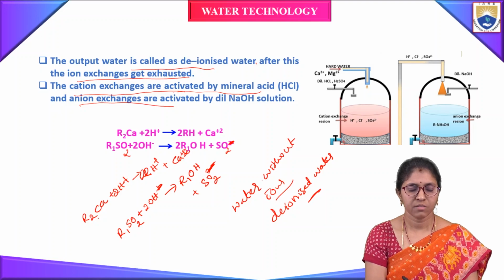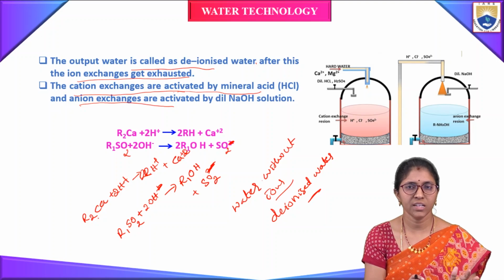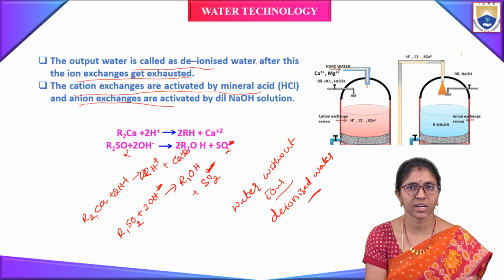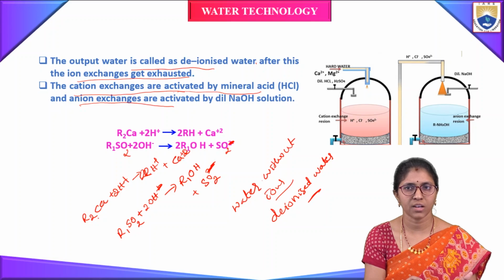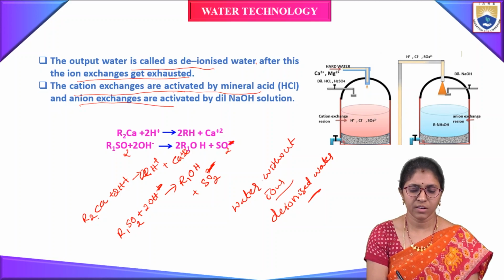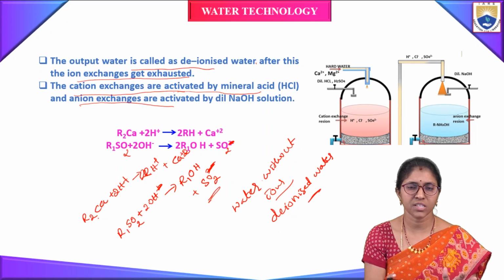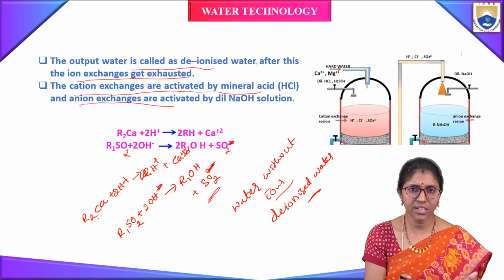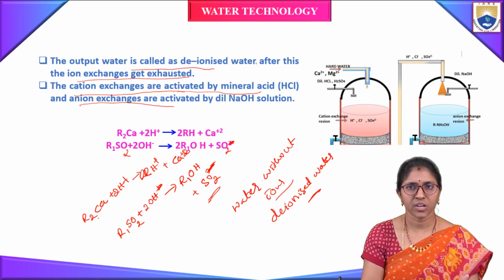So like this, we will activate the ionic exchangers by using acids and bases. The cation exchangers are activated by mineral acids, and the anion exchangers are activated by dilute NaOH solution. After this activation, we can use these ionic exchangers for multi-use. So this is about ion exchange resin.